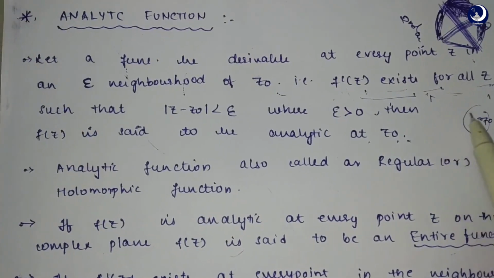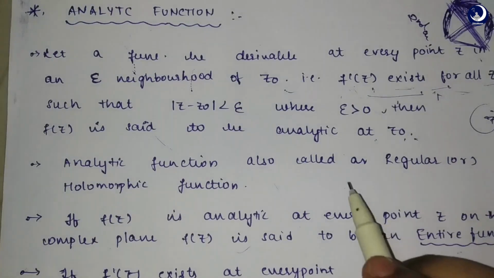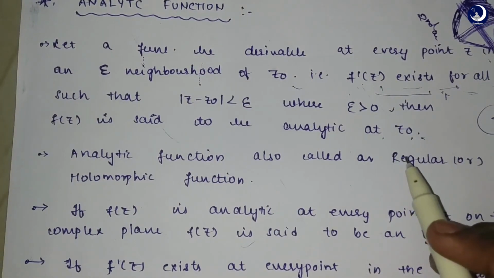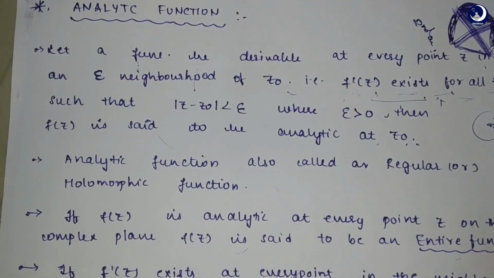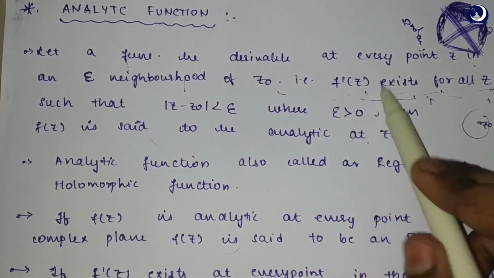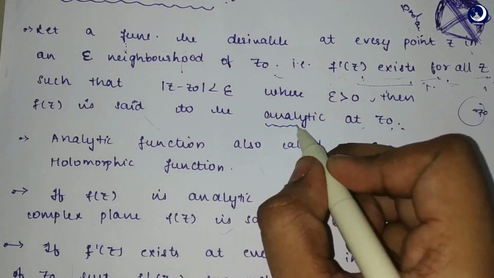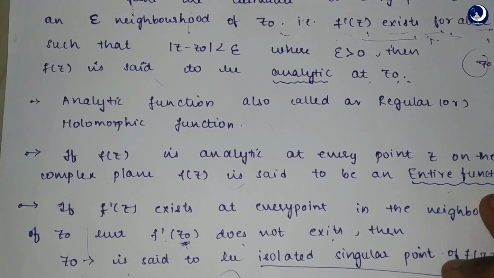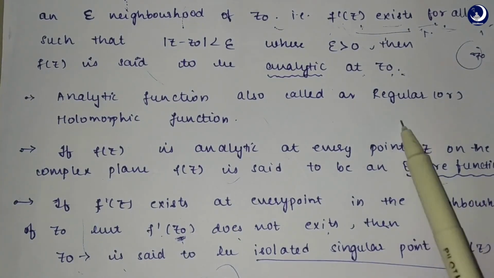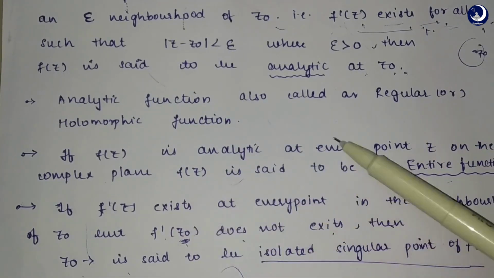Then f of z is said to be analytic at that point. As I said in the starting, like in the real axis we define differentiability, the derivative of a real number, in the same way in complex analysis, if a function is derivable, if that limit exists, if the derivative of that particular function exists, then the function is said to be analytic. Analytic functions are also called regular or holomorphic functions.